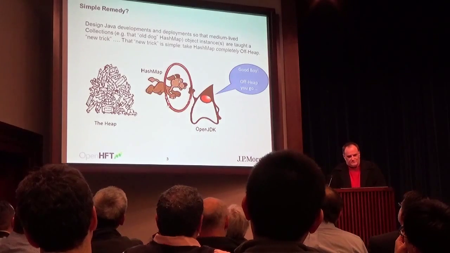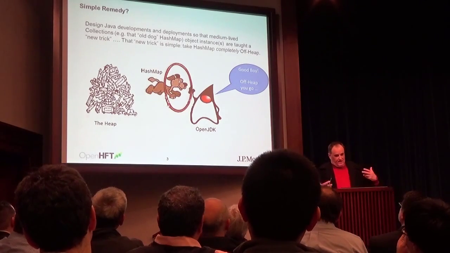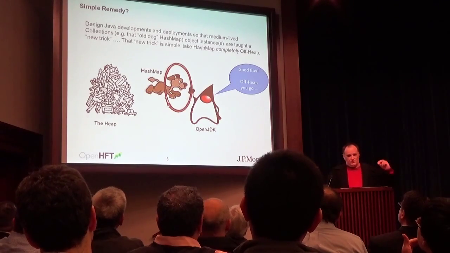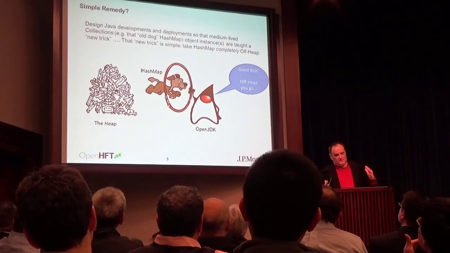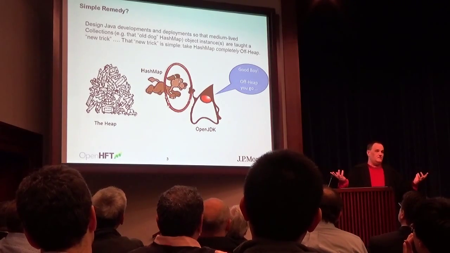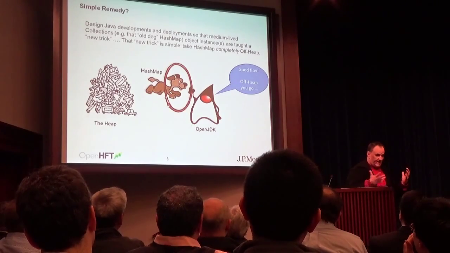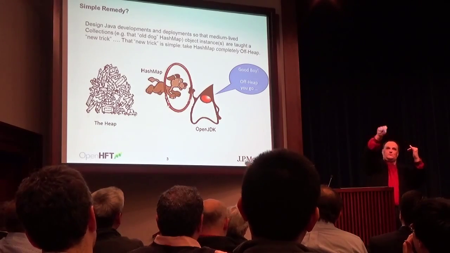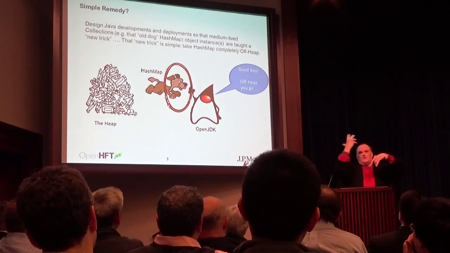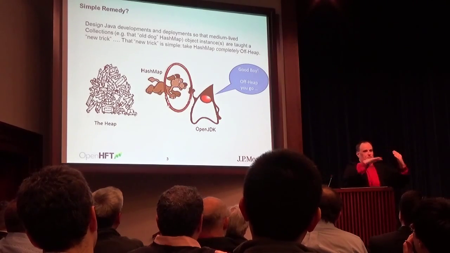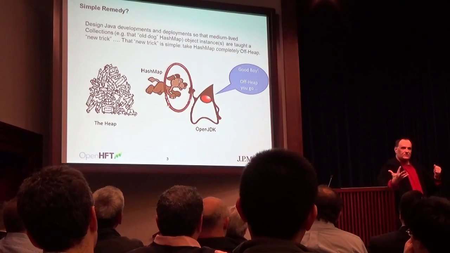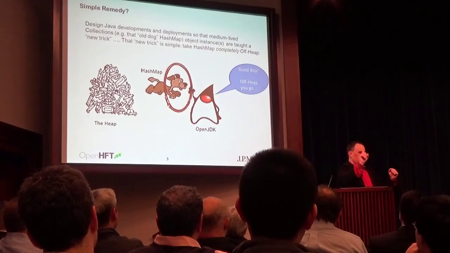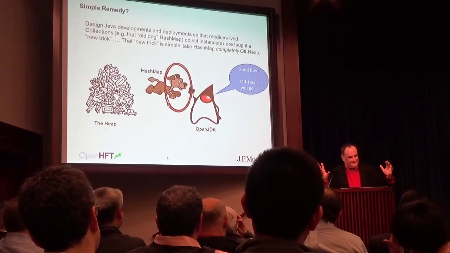Okay, so what's the remedy? Well, design Java deployments and developments so that medium-lived objects, like HashMap, are taught a new trick. And that is a simple trick. Go off heap. Okay? Just go off heap. Okay? Now don't go off heap with NIO map files. They have this silly temper tantrum where you can only have 2 gigabytes per operation. There's some absolute reference to some 2 to the 32nd, whatever it is, int, whatever, okay, that betrays you. To allocate 1 terabyte with NIO, you have to do 500 calls. If you do unsafe, 1 call. So have the courage to be unsafe. It's way better.